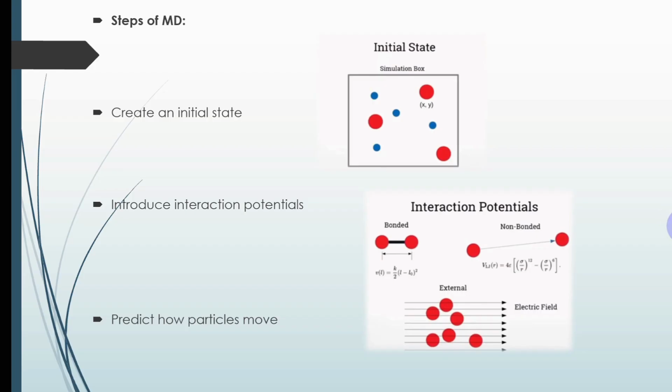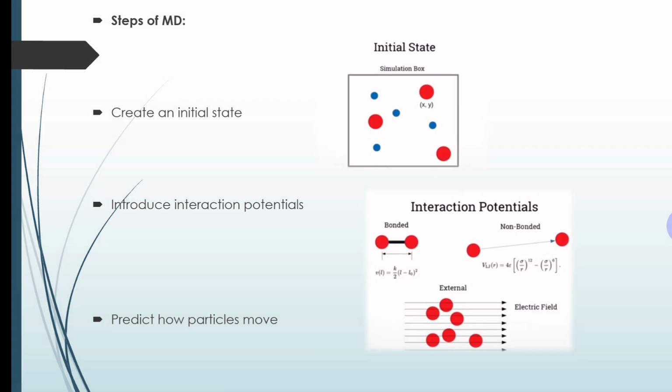Let's get deeper and talk about the steps of molecular dynamics simulation. First of all, we have to create an initial state for our system. Therefore, we need to define the initial position and the type of particles. This can be done either manually for a simple system, or you might need to use some specific tools to create it for a more complex system.